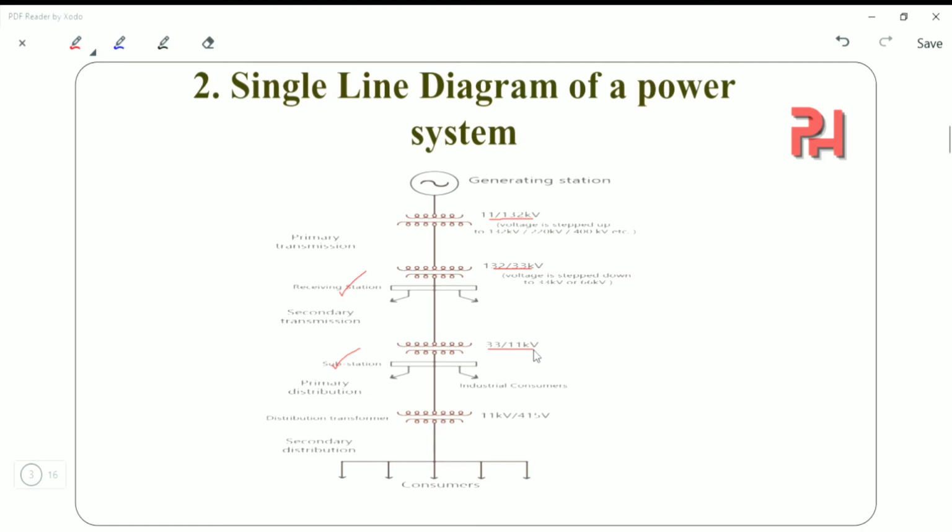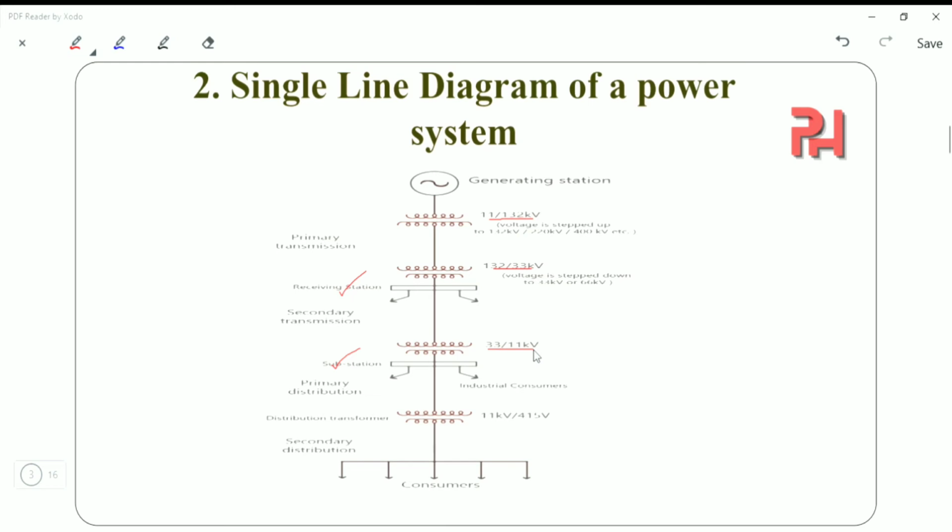This primary distribution system is generally applicable to big consumers who have a demand of more than 50 kilowatt, and they further handle it with their own substations. Next comes the secondary distribution. The electric power from the primary distribution line, that is 11 kilovolt, is delivered to the distribution substations, as we told before. These substations are located near the consumer localities.